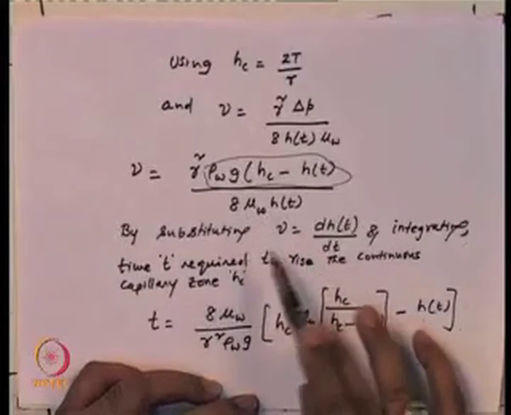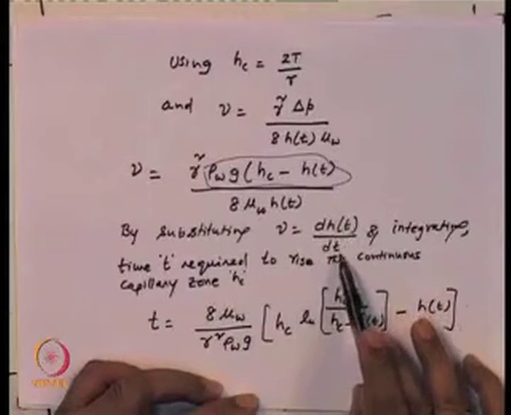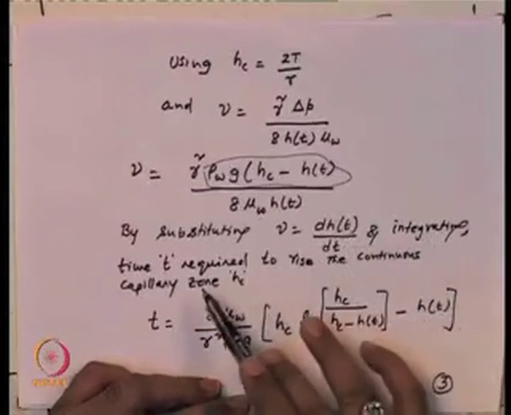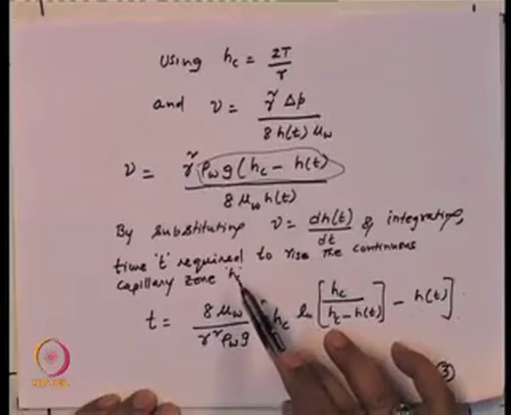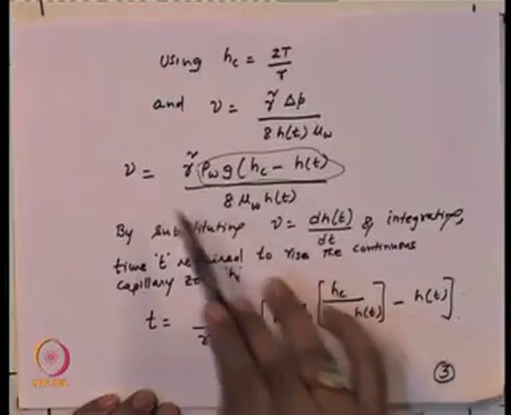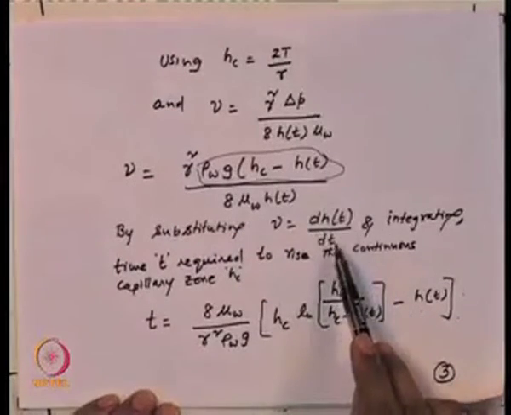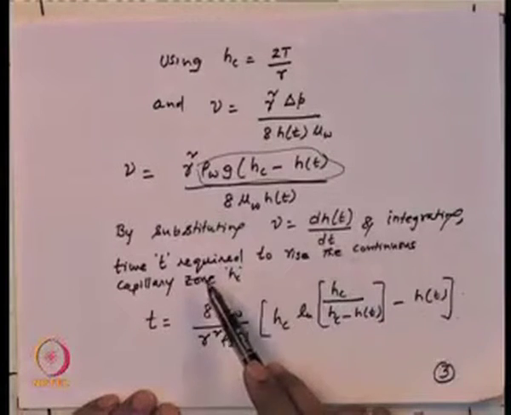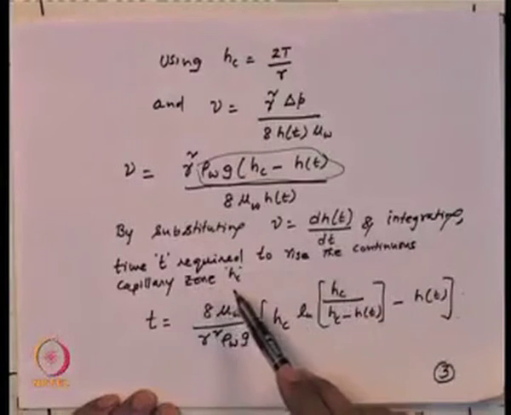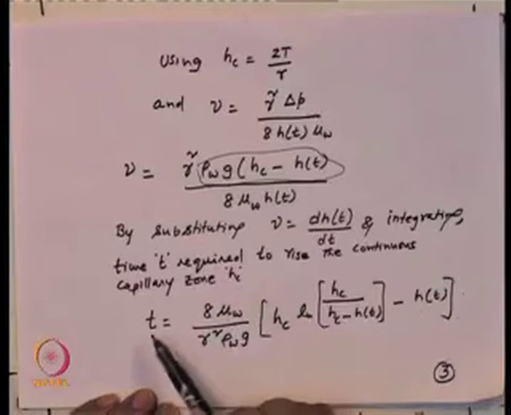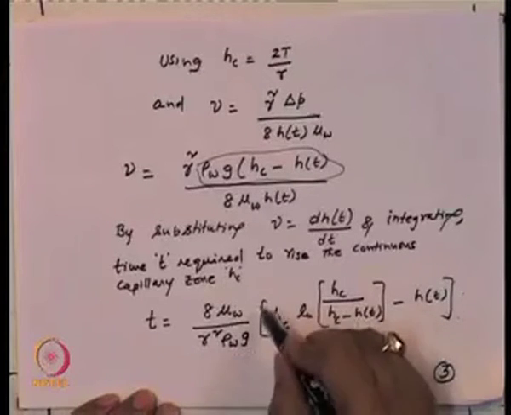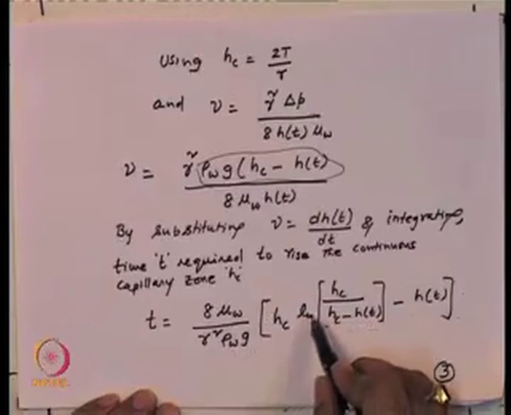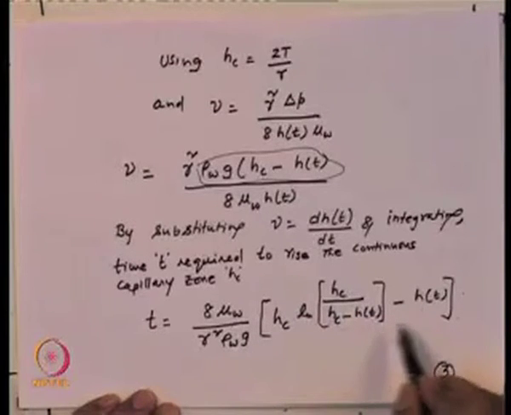Now, by substituting V is equal to dHt by dt and integrating, the time t required to raise the continuous capillary zone Hc is obtained like this: t is equal to 8 mu W by R square rho W G into Hc into natural logarithm of Hc by Hc minus Ht, minus Ht.